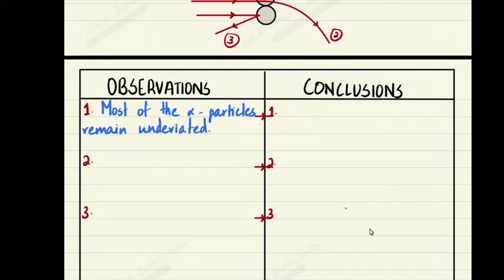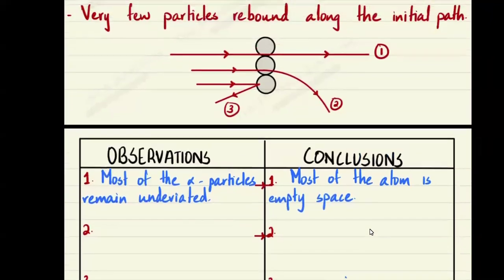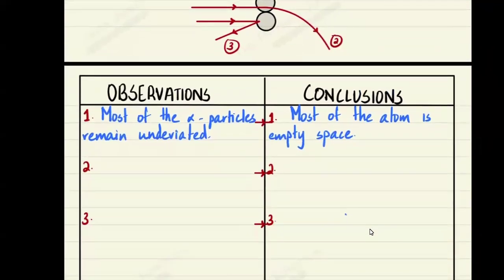So this means that because alpha particles were positively charged, if most of these remained undeviated, then they didn't even know that they were passing through an atom. So that's why the conclusion that I get from this one is that most of the atom is empty space. Next, 2, we see that some particles deflect through large angles.